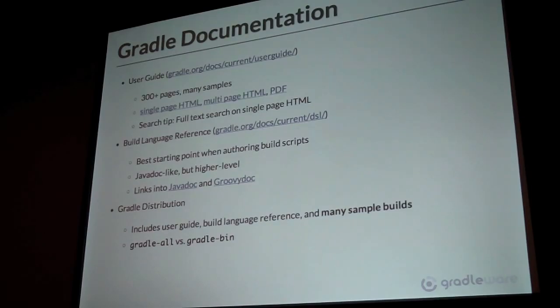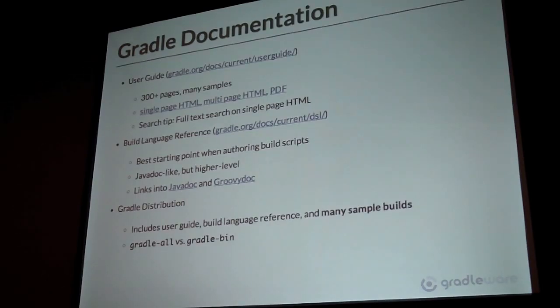The next thing is when you're in the middle of authoring a build and you want to know something about the Gradle build language, about the things that you write in your build scripts. Then the best starting point is the build language reference. You can think of it as a Javadoc, but higher level, a Javadoc for the Gradle build language. So if you want to know how do I set the version of my project, or how do I declare a dependency, and what's the syntax, then the best thing to do is to go to the Gradle build language reference. And if you need even more information, this build language reference will sometimes link into the Javadoc and Groovydoc. So we have regular Javadoc and Groovydoc as well. And if you need more details, you can link from here to there.